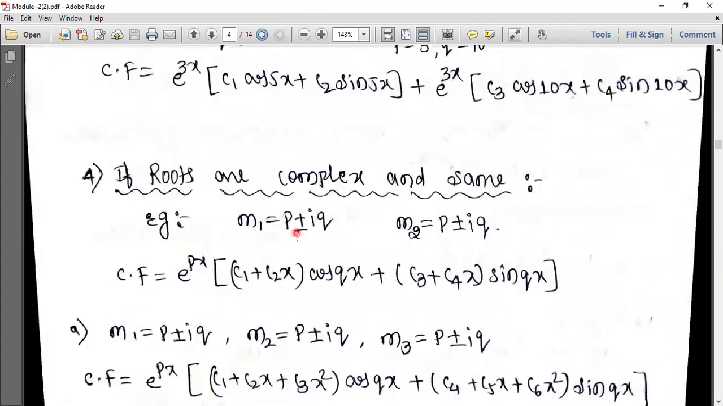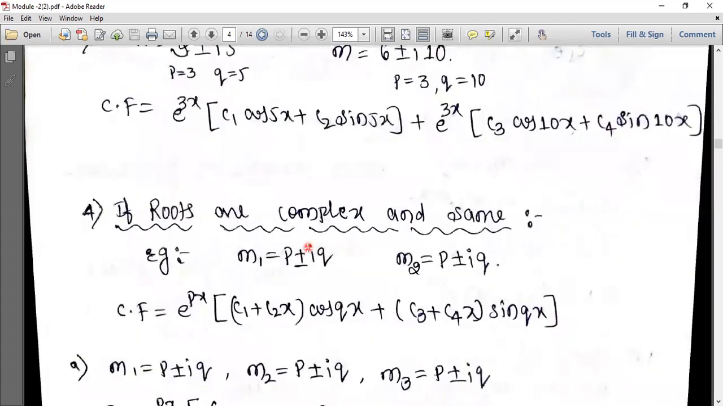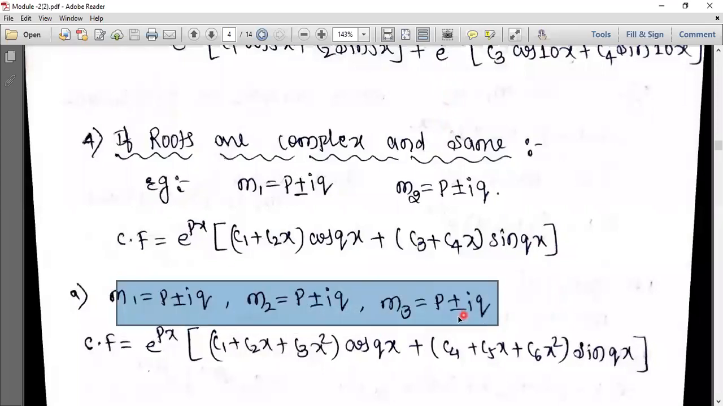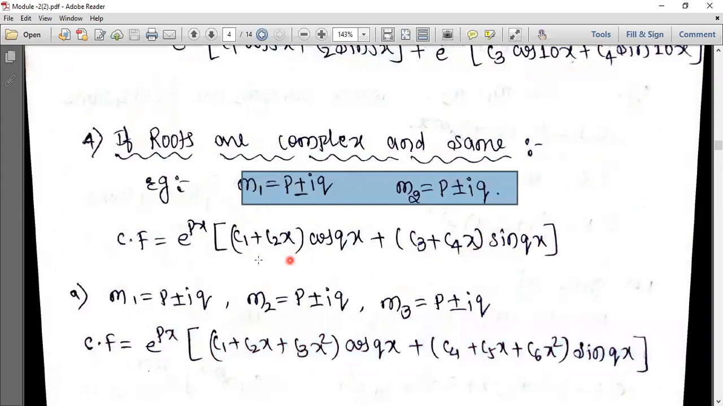Yes, when the roots are complex and repeated, see this one. They're all repeated roots, so I'm applying this formula. They are repeated 3 times, so 3 times I repeated this. So in the above case, they are repeated 2 times.